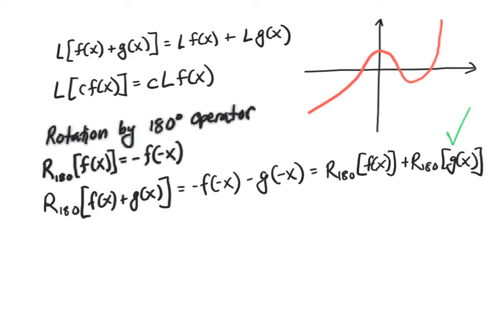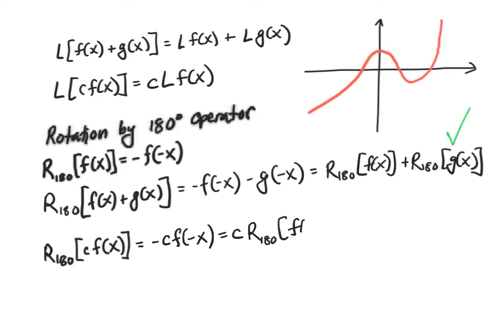So now we need to check the second condition. Multiplying our function by a number just scales our function, though. It doesn't really change its overall behavior. And so when I rotate it by 180 degrees, it's just going to remain scaled, but it's just going to be flipped. And so this simply gives us negative c f of negative x, and that can also be expressed as c times the rotation of our original function f of x. And so this time around, the second condition is also met.